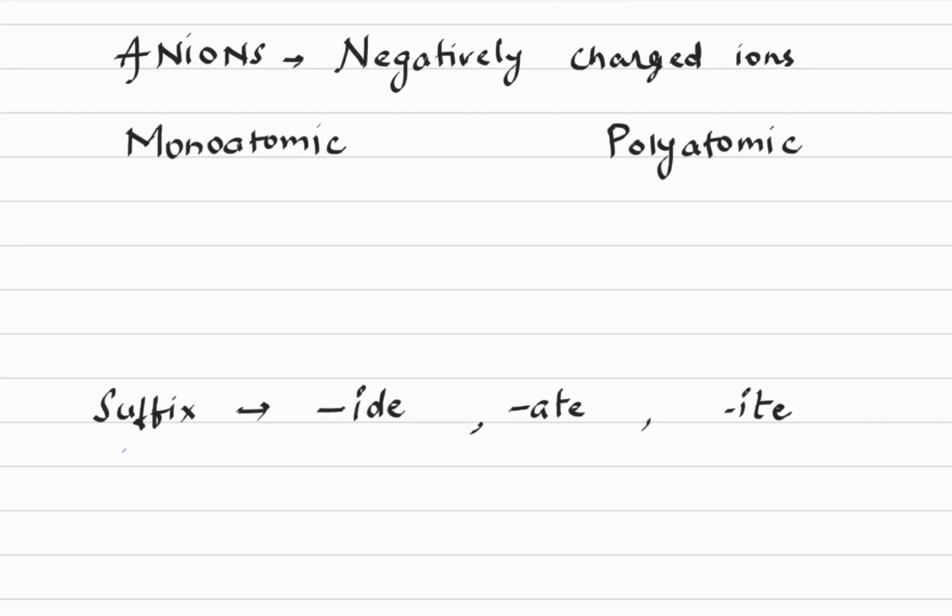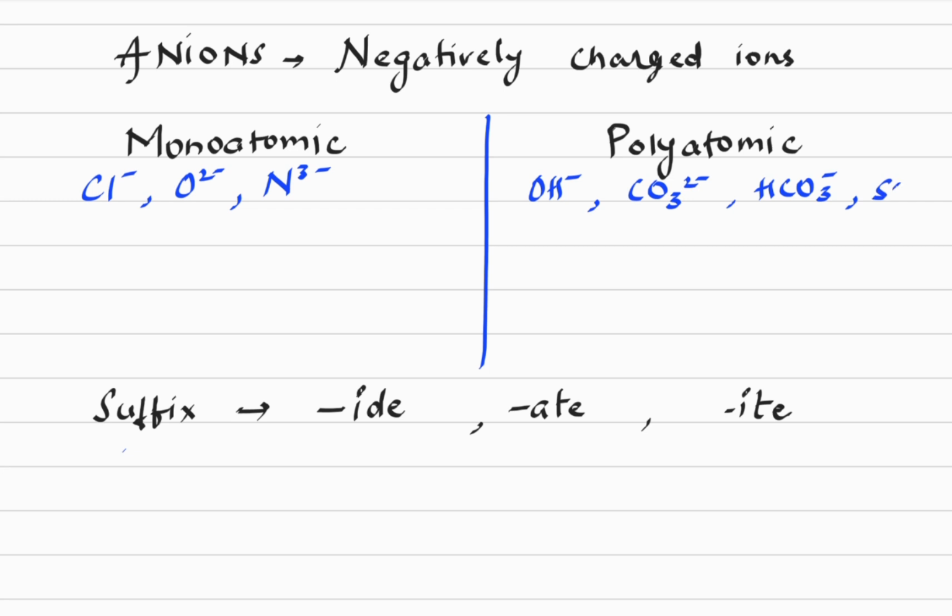Moving on to anions. Anions are negatively charged ions. They also can be of two types, monoatomic, polyatomic. Monoatomic, single atom carrying a charge, like chloride, oxide, nitride. Polyatomic is when a group of atoms is carrying a negative charge. Polyatomic anion, that is. So we have many polyatomic anions. Hydroxide is the simplest one, but then we have carbonate, hydrogen carbonate, sulfate, sulfite, nitrate, nitrite, phosphate.